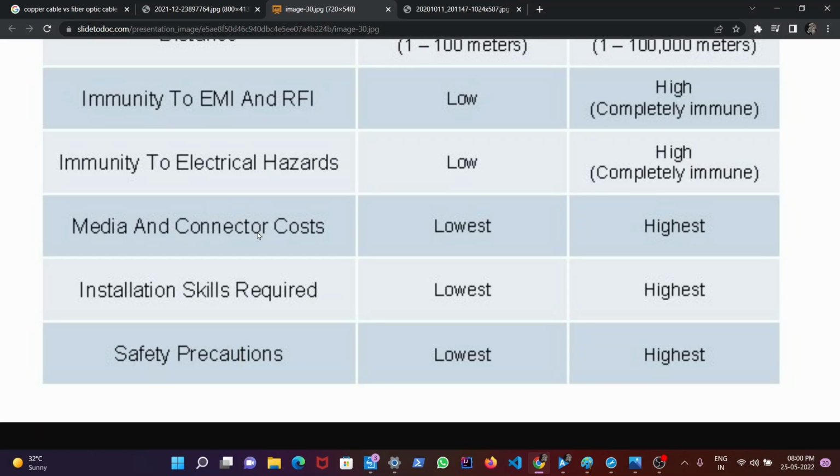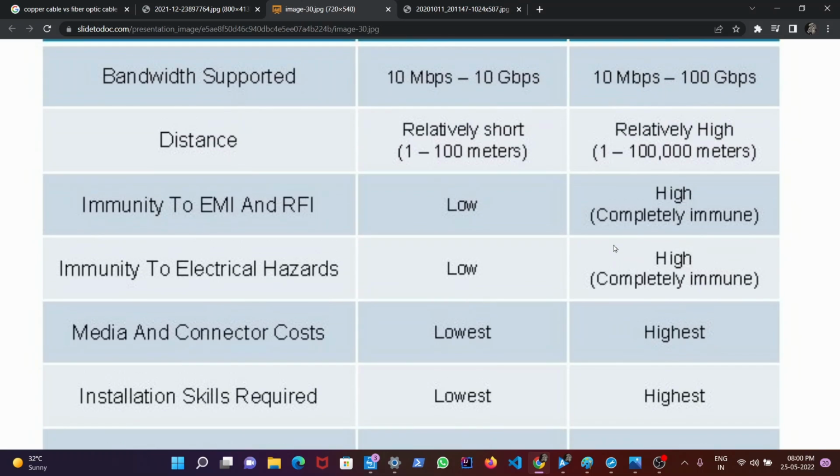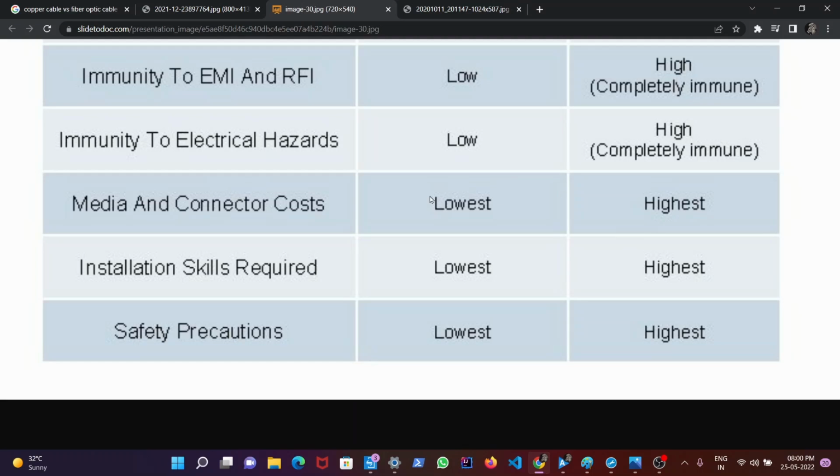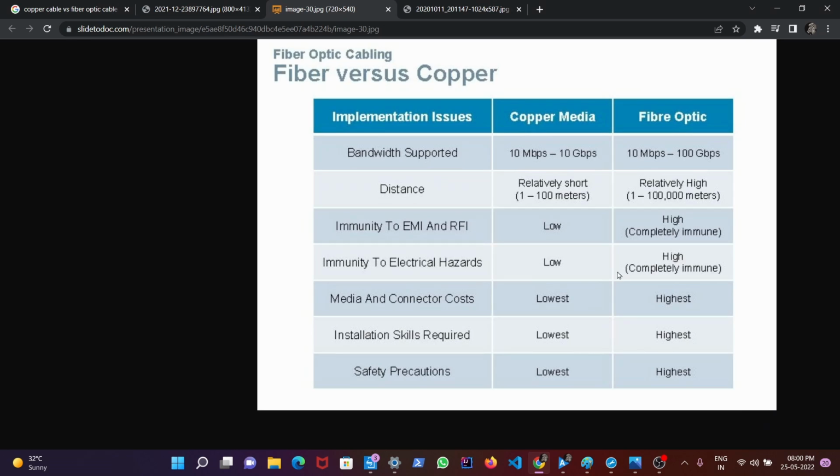Media and connector costs in copper cable are lowest. However, in fiber optic cable, the cost of media and connectors is quite high, in fact highest. Installation skills required in copper are low, whereas for fiber optic cable you require high installation skills. Safety precautions are lowest in copper, however they are highest in fiber optic cable. Alright, so these were the differences between copper media and fiber optic.